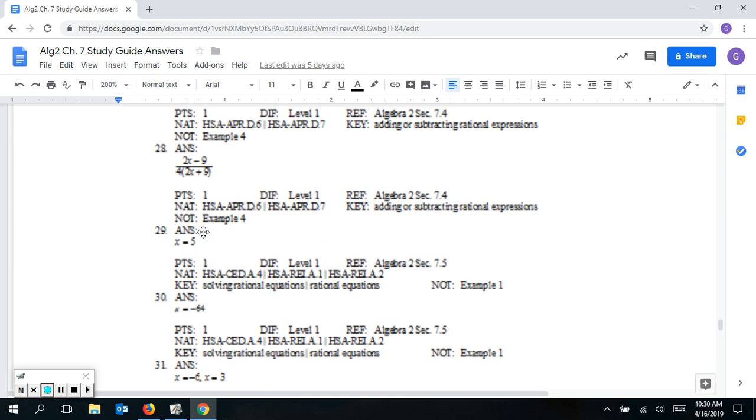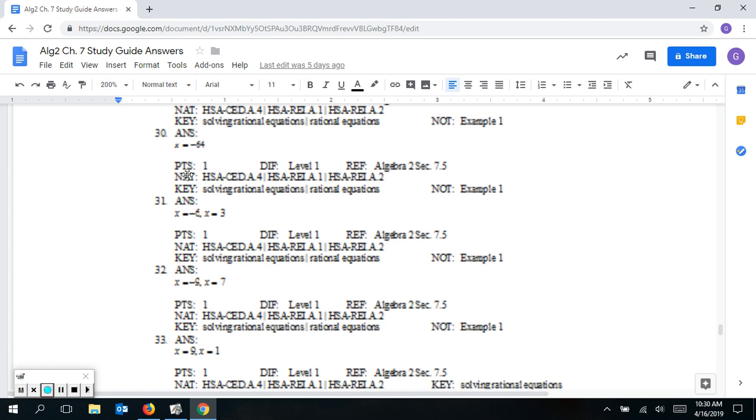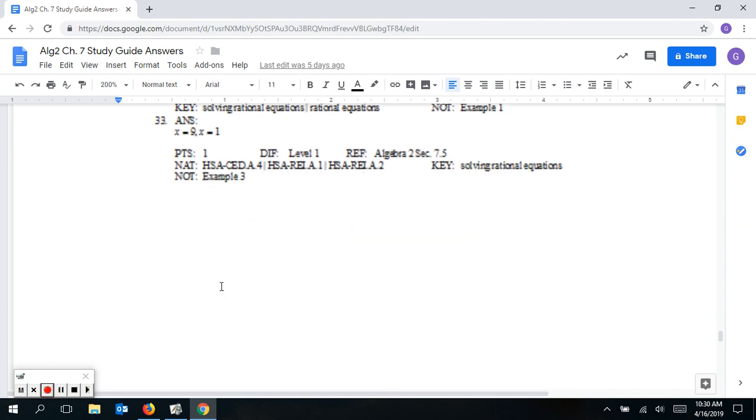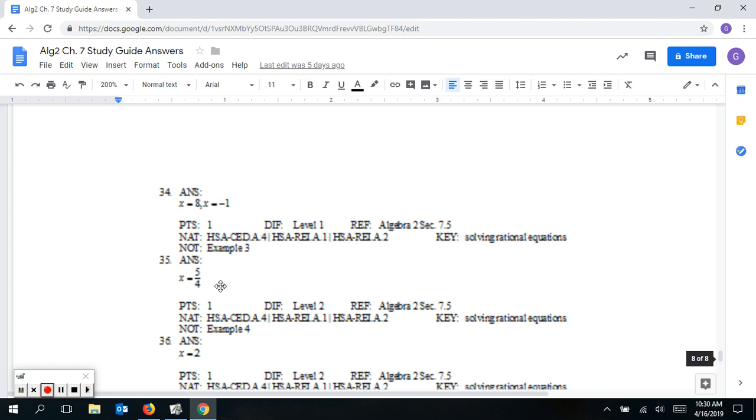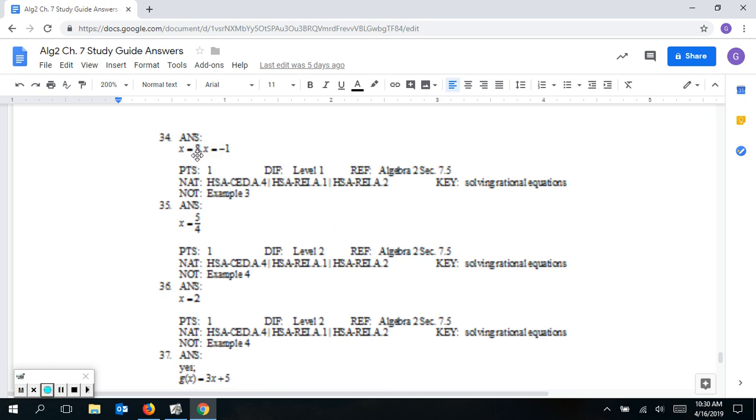Let's see, that was number 30. X equals negative 64 is our answer for that one. As we get it down into the solving equations. Number 32, x equals negative 9 and x equals 7. Those are the two answers that we can keep on that one. 34 would be x equals 8, x equals negative 1 for 34.